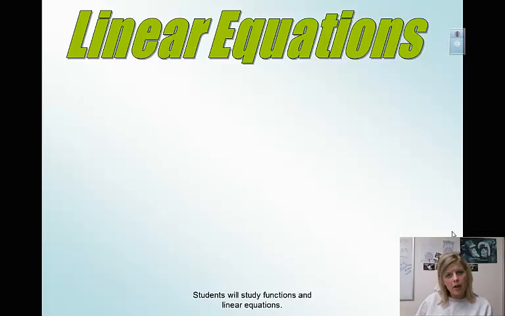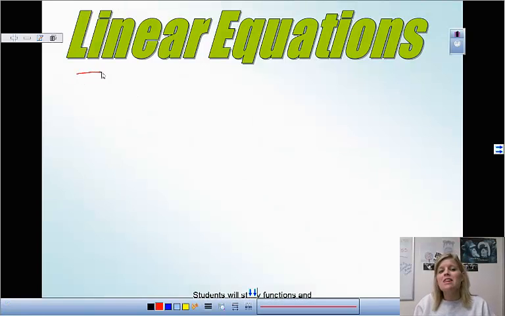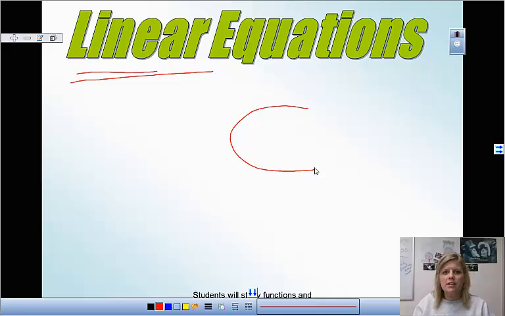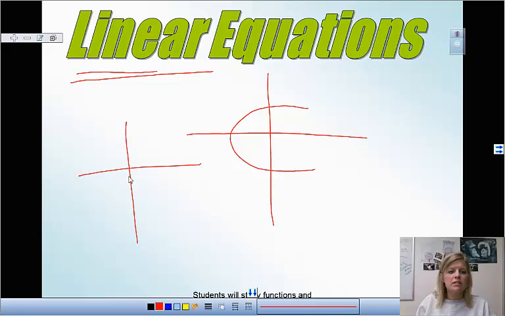Guys, here we are, second lesson of Unit 2, linear equations. All linear equations are equations that when graphed form a straight line. Hence the word line in linear. This is not a straight line. That is more of a curve. This was your XY graph. This is a straight line.